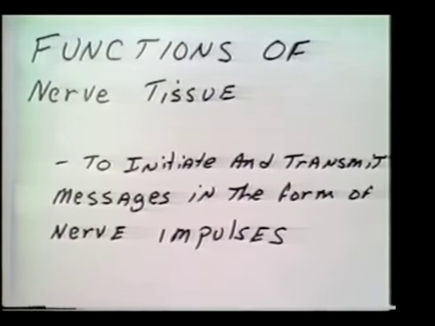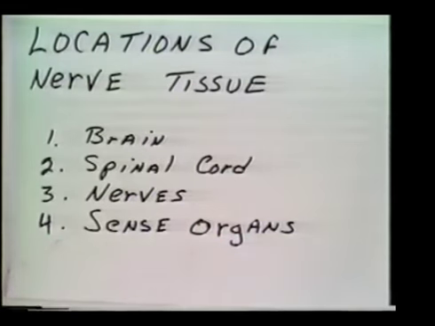The functions of nerve tissue are to initiate and transmit messages in the form of nerve impulses. Tissue helps to control or regulate many of the body's functions. The primary locations of nerve tissue include the brain, the spinal cord, the nerves, and the various sense organs.